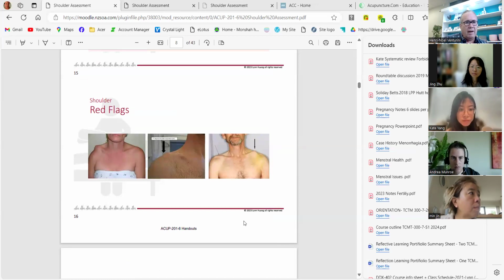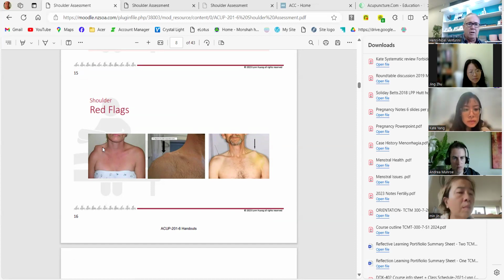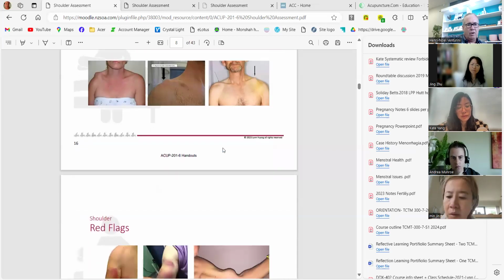So here are the red flags. You can see in the first picture on the left, there's a definite fracture there. There's a dislocation, possibly, or a fracture. Same here and same there. So these are the red flags. When you see this, this is the acromion. It's possibly dislocated or fractured. So you need to refer those.